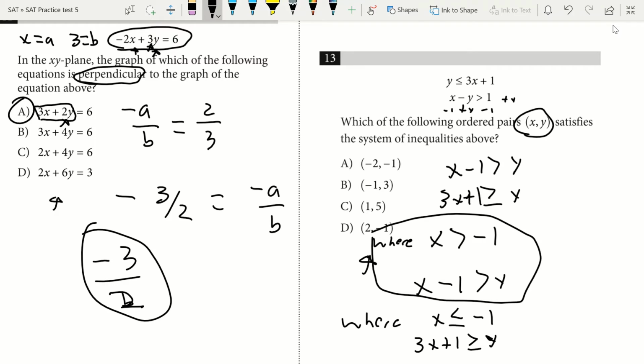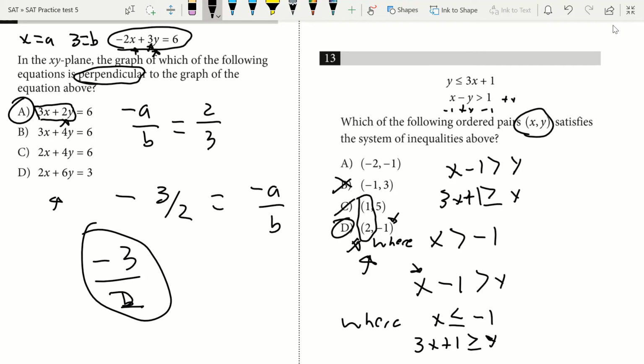Now I can go through and find which point answers that. I'm going to find where x is greater than negative 1. Where are my points where x is greater than negative 1? I see that they're right here. I have 2 and 1. I'm going to plug in 1 first. If I plug 1 into this equation, I have 1 minus 1, that's 0. Is 0 greater than 5? It's not. So now I look at D, 2. I plug in 2 for x, and I have 2 minus 1, that's 1. Is that greater than the negative 1 here? It is. So my answer there will be D.